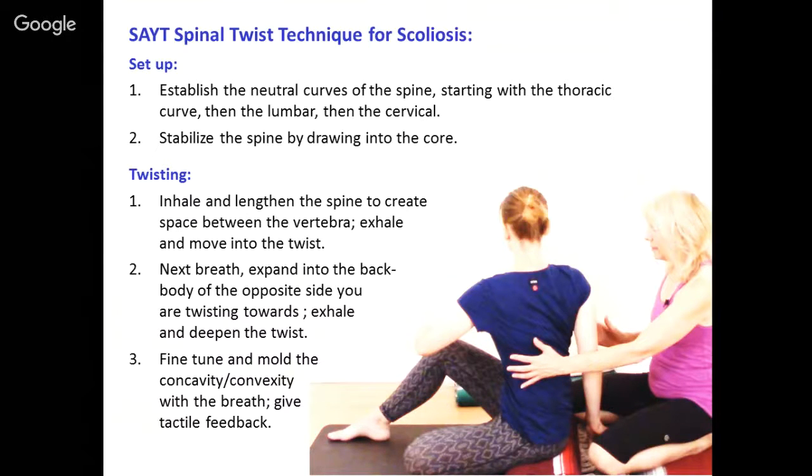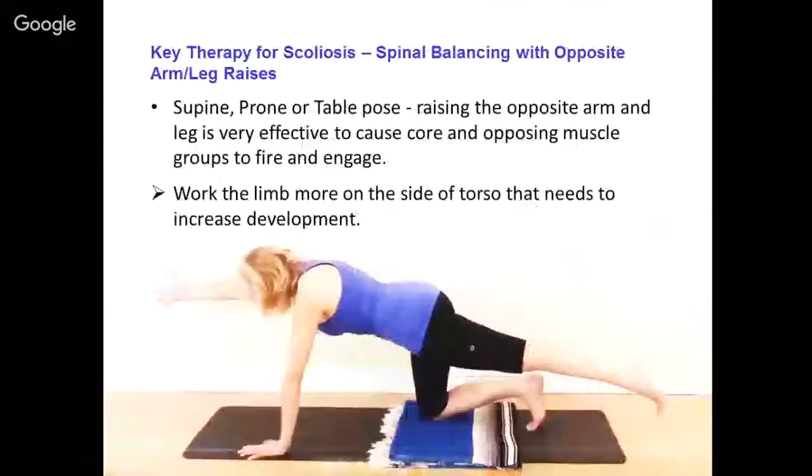But for simplicity's sake, we do that with our hands-on feedback, and we do it with the breath. And then this is a great exercise, spinal balancing with opposite arm leg raises. So we know this is spinal balancing, and we are toning the muscles on the opposing sides of the spine.